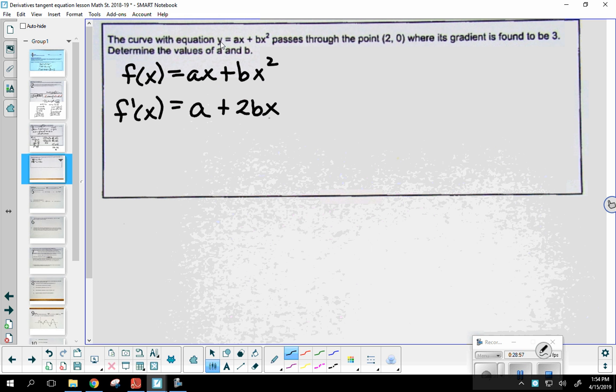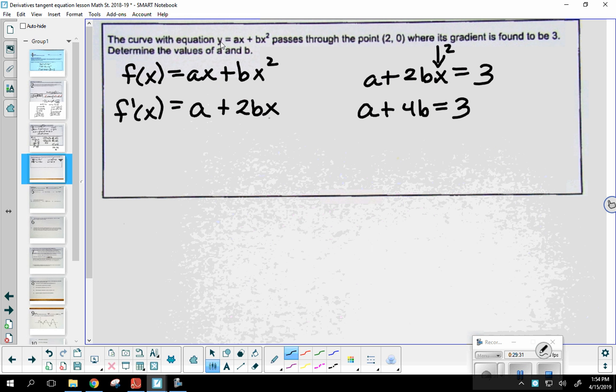Set them equal to 3. Okay, but which one? The original or the derivative? Okay, so I'm going to take the derivative. I'm going to go ahead and set that equal to 3. So a plus 2bx is equal to 3. Okay, now what? Wouldn't x be 2? There we go. Because we know that x is 2. So if I plug 2 in there, we actually have a plus 4b is equal to 3. So that's going to be one of my equations.